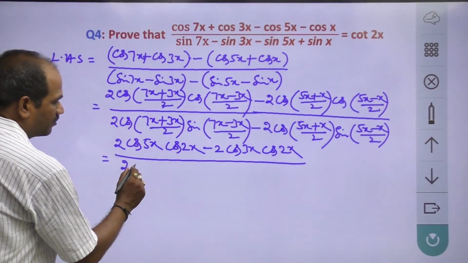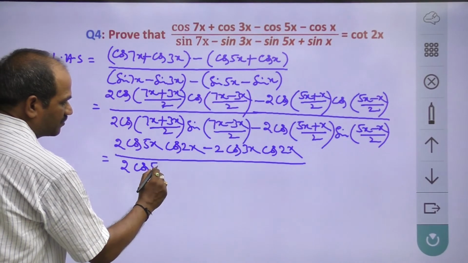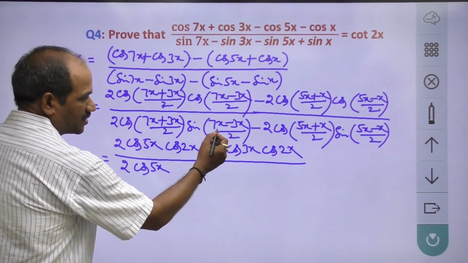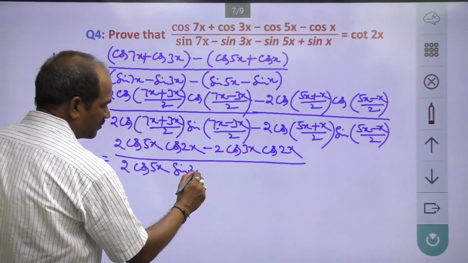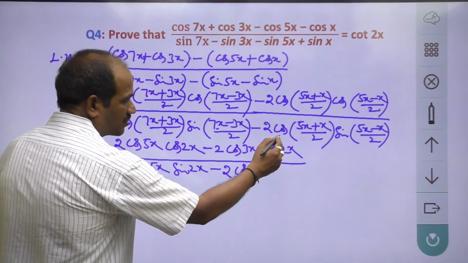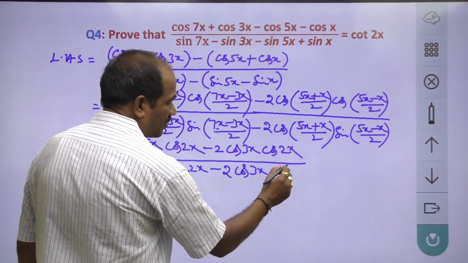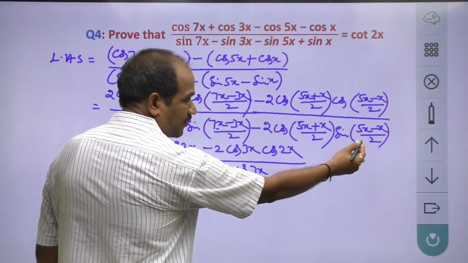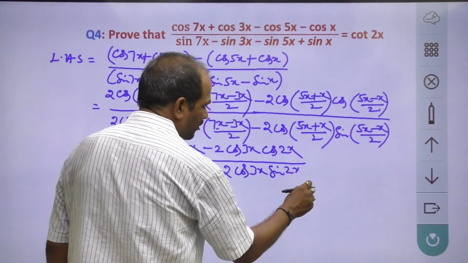Divided by 2 into cos of 10x by 2, which means 5x, next sin of 7x minus 3x, 4x by 2, so sin of 2x. Next, minus 2 into cos of 6x by 2, that is 3x, next sin of 5x minus x, 4x by 2, so sin of 2x.